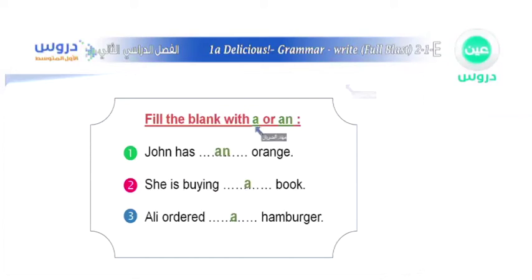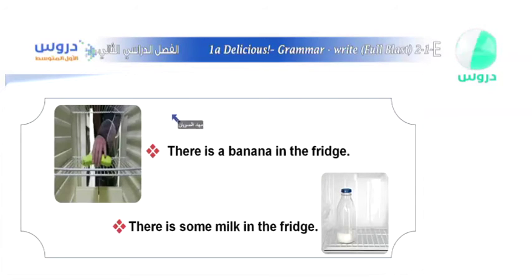As you can see, here are the answers. John has an orange. An orange. Why is that? Because O, it's a vowel over here, the letter O. Here we have B, book. Well, we use A with the book. And an H, hamburger. We're going to use the word A, or the article A. Alright, so now let's see.